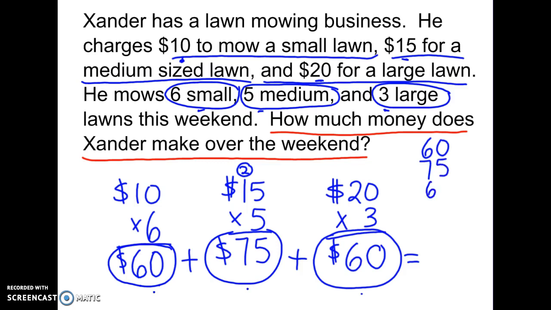So I've got 60, 75, and 60. Do my ones place first. 0, 5, and 0 is 5. And then I've got 6, 7, and 6. Well, I know that 6 and 6, I'm just going to add those in my head together. 6 and 6 is 12, and then 12 and the 7 is going to be 19. So that's going to be 195. So the grand total is going to be $195.